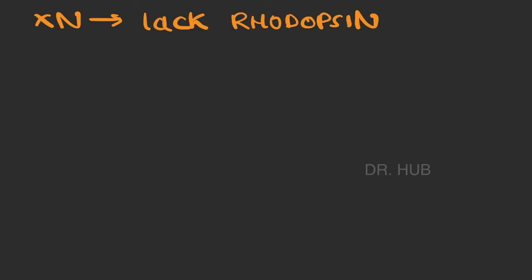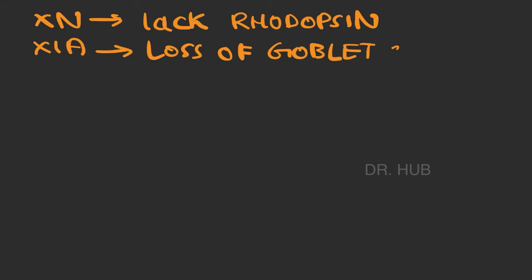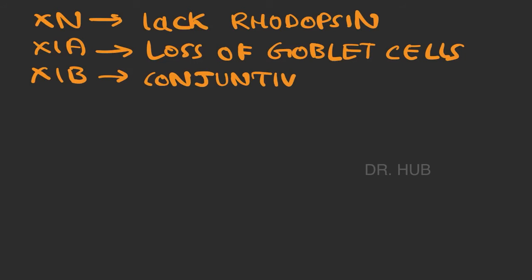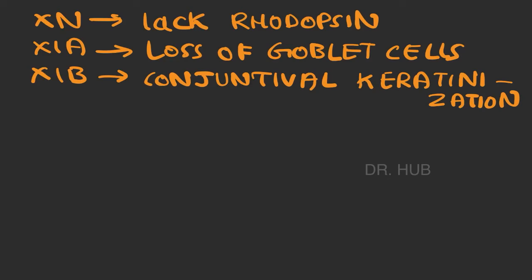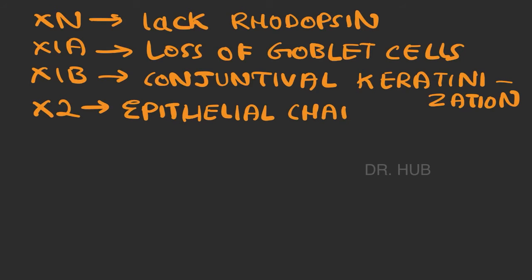Now looking at the pathological manifestations. In case of XN, there is lack of rhodopsin. In X1A, there is loss of goblet cells, and in X1B, there is conjunctival keratinization that is seen.